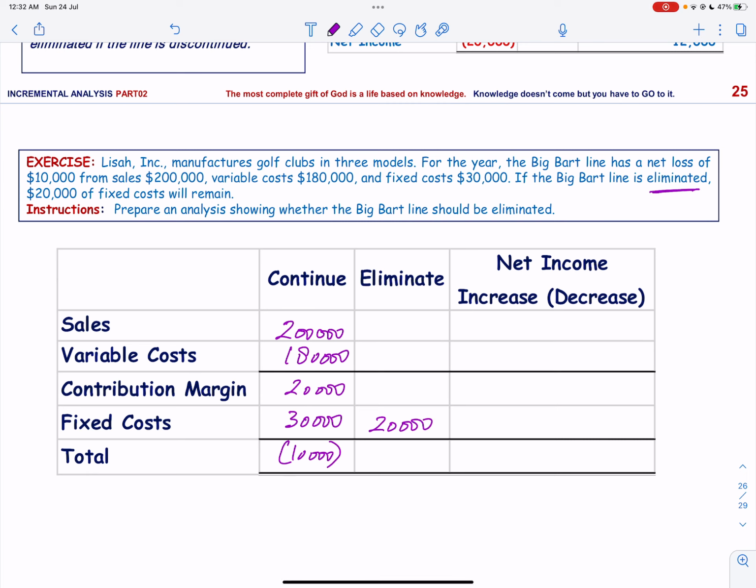So there will be no sales, no variable cost. So our sales will decrease by 200,000. Variable cost will decrease by 180,000 and the contribution margin will be minus 20,000. The fixed cost will decrease by 10,000 and the total now, sales, contribution margin, profit, is going to be minus 10,000.